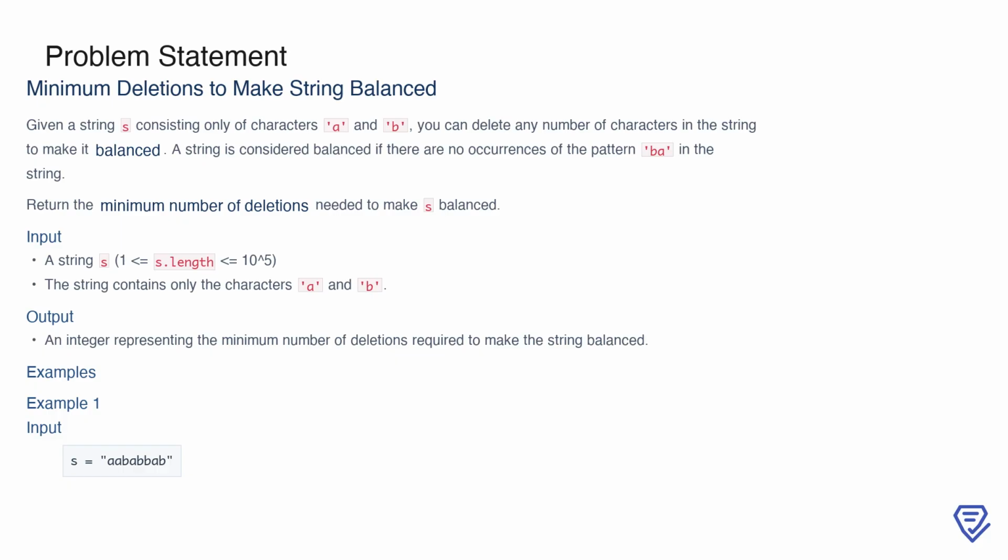For example, if S is given as ababab, we need to calculate the smallest number of deletions required to eliminate all occurrences of the undesired BA pattern while maintaining the order of the remaining characters in the string.